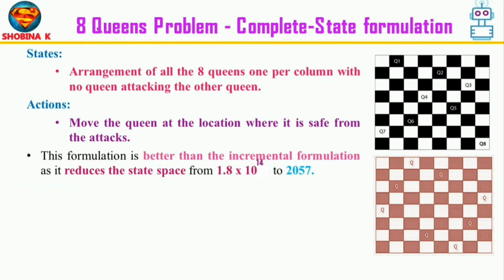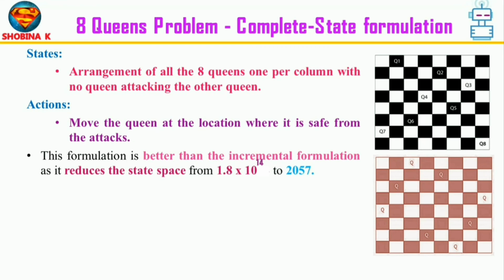The complete state formulation is better than incremental formulation, and the steps involved in this formulation are listed here. Here the state refers to an arrangement of all 8 queens, one per column, with no queen attacking another queen. Actions include moving the queen to a location where it is safe from attacks. In this formulation, it will reduce the state space from 1.8 × 10^14 to 2057, and it is easy to find the solutions.